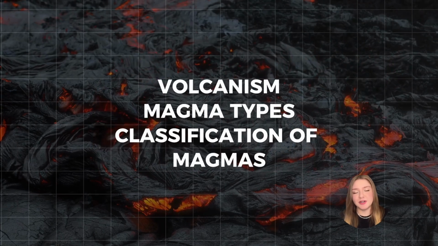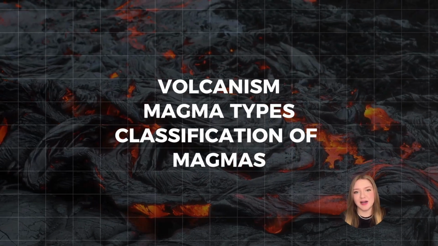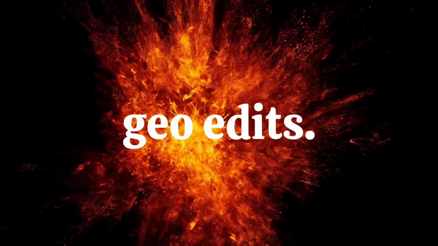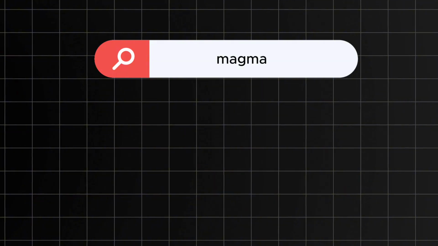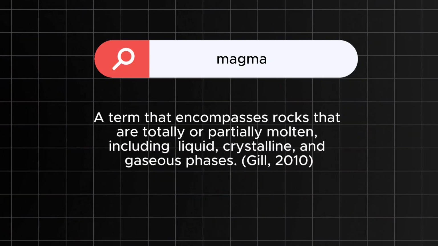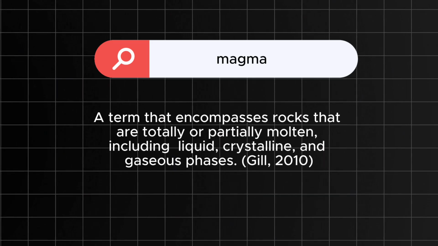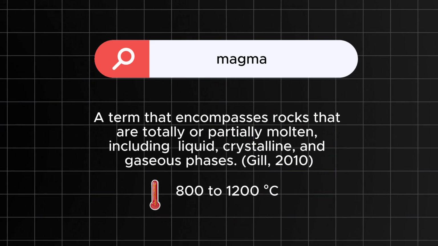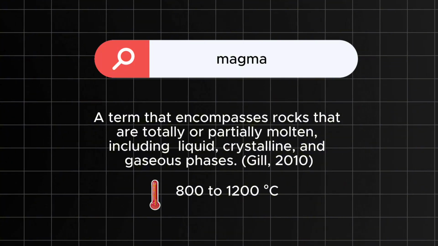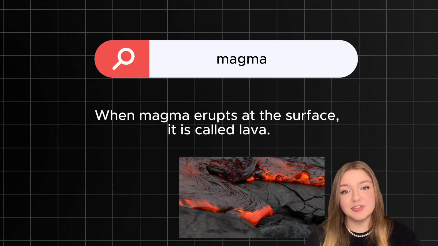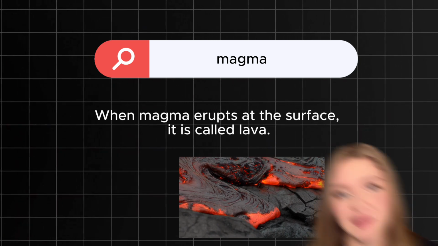Today we will explore volcanism, magma types, eruption styles, and the characteristics and classification of magmas. But what is magma? Magma is a term that refers to rocks that are partially or completely molten, including liquid, crystalline, and gaseous phases. In other words, magma is a melt with temperatures ranging from approximately 800 to 1200 degrees Celsius. It forms, is stored, or solidifies within the Earth's crust. When magma reaches the surface during an eruption, it is called lava.